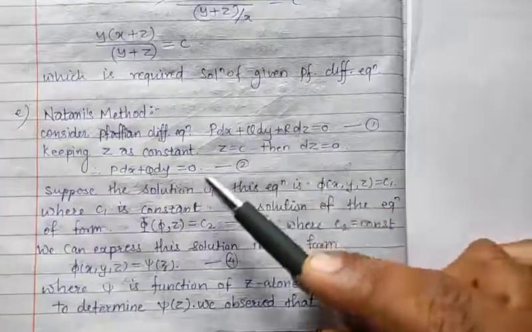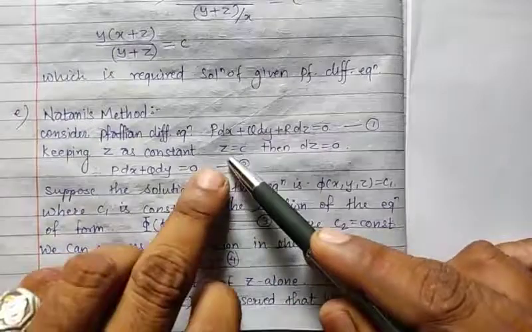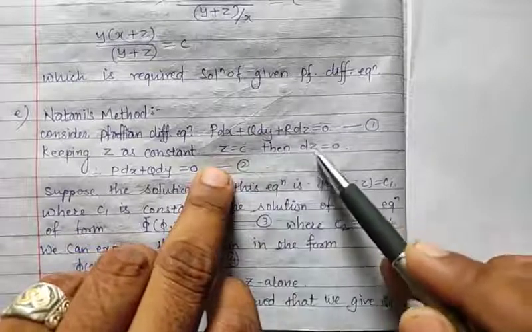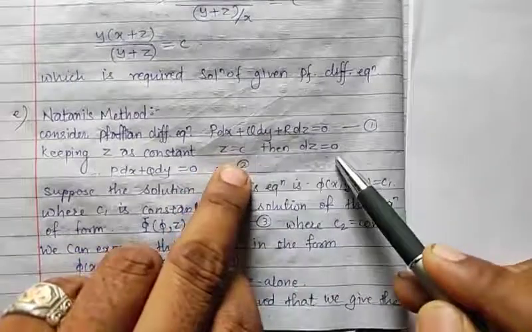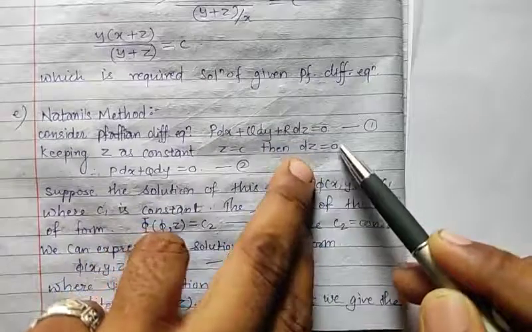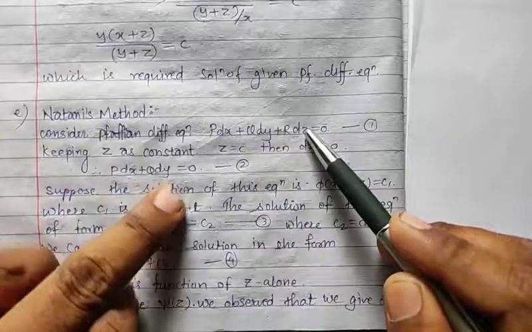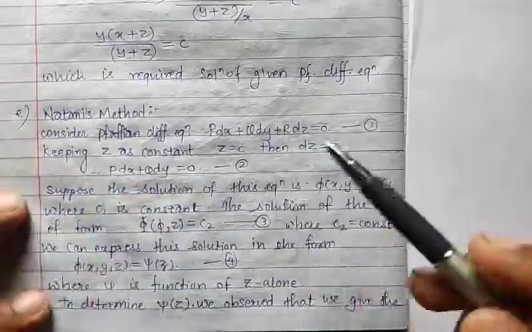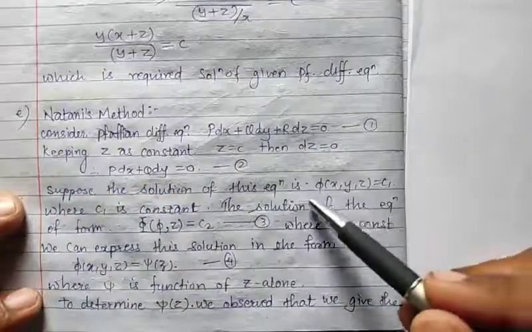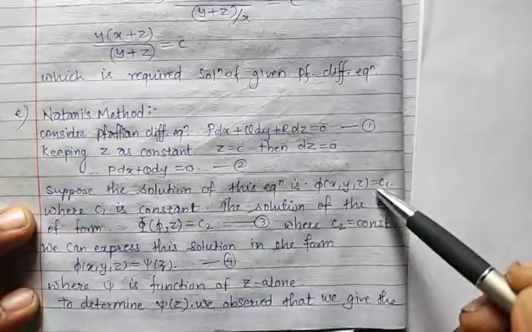Now keeping z as a constant, so z is equal to c, then the derivative of z, dz, is equal to the derivative of a constant, which is 0. So z is constant, then dz will be 0. Substitute this value in equation 1, we get P dx plus Q dy equal to 0. Call this equation 2. Suppose the solution of this equation is phi of x, y, z equal to c1.